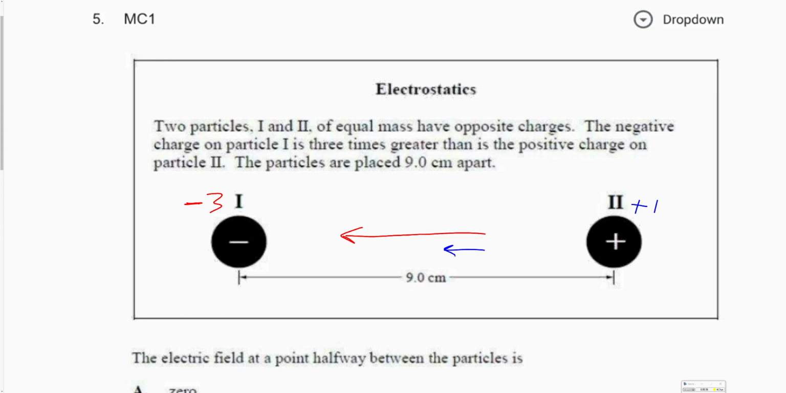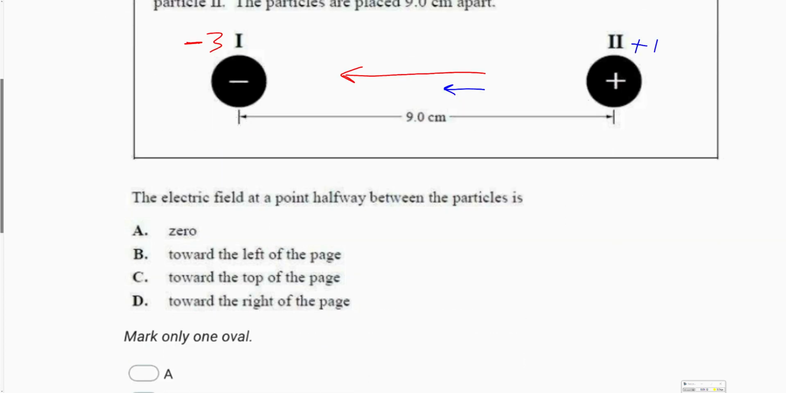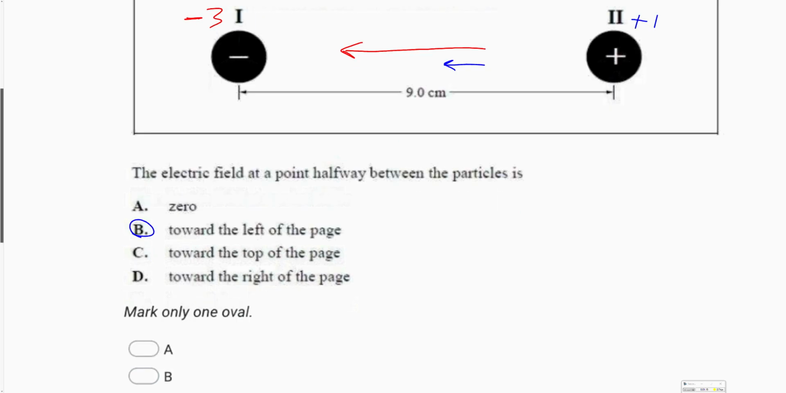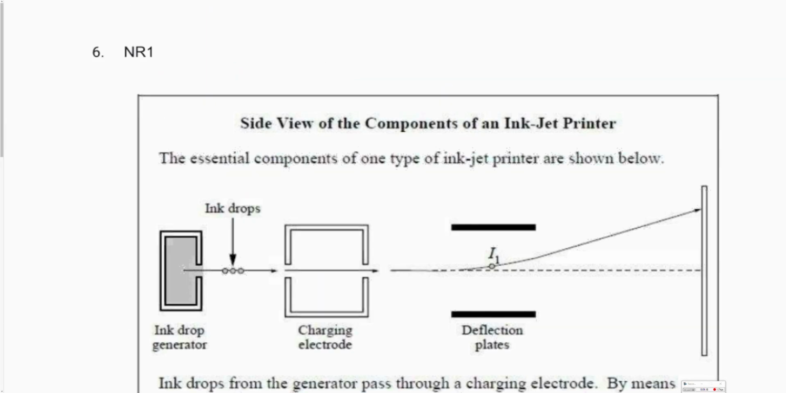If the blue one was positive, or if the blue one was to the right, then we would say the net field is still to the left because the red one is bigger. In the end, because they're both to the left, it doesn't really matter how big each of them are. The net field, when you have two of them that are pointing to the left, is toward the left of the page. So B is our answer for that one.